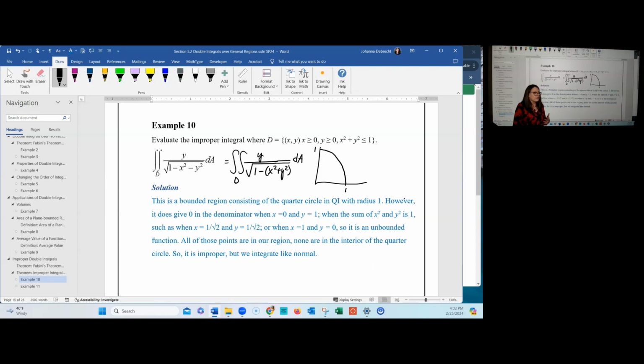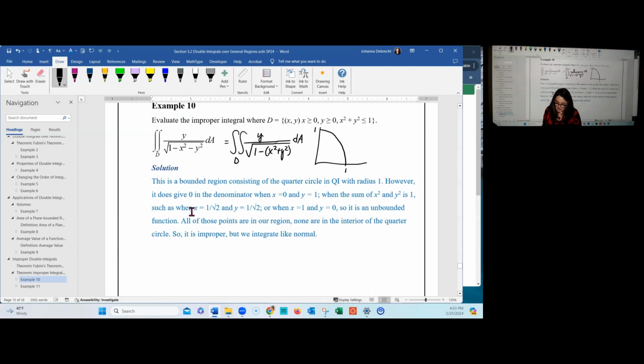Are there places where the interior might come out that way as well? When we're looking at these, none of our points where x squared plus y squared equals 1 is actually in the interior of the quarter circle. Even though it is improper on the boundary, we are allowed to simply go ahead and integrate like normal, and we will get the true value. In other words, we're going to integrate as if it were not improper on the boundaries at all.